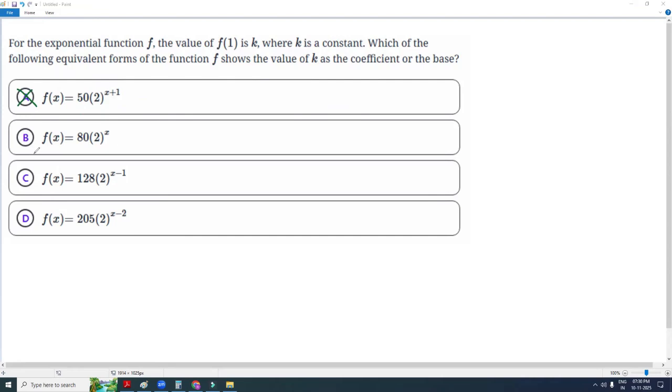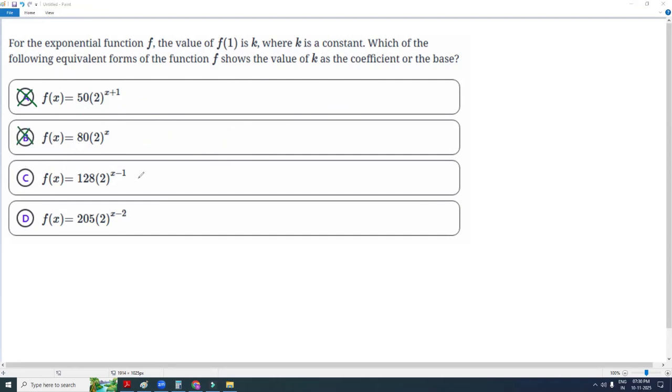Now let me consider answer choice B. Let's find the value of k over here. That is, we have to plug in 1 for x into the function. Then we have 80 times 2 to the first power. 2 to the first power is just 2. 2 times 80 is 160. Here we have the value of k, that is 160, but the f of x in answer choice B does not show this value as a coefficient or base over here. So we can reject answer choice B.